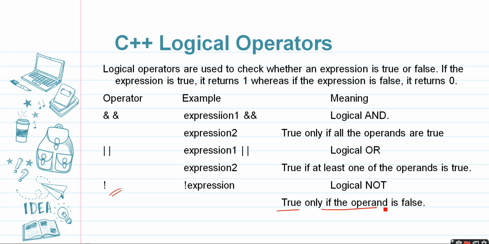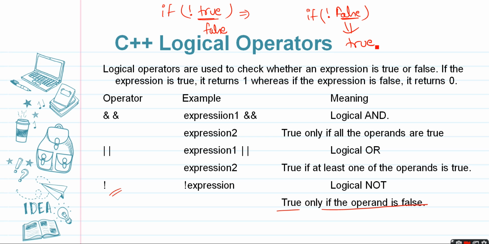It is true only if the operand is false. Let's say I have a condition, an expression, and it is going to return true. I simply apply the not operator, so it will return the opposite of that. If it is true, then it is going to return what? False. If I apply it to false, what is the opposite? It is true, so it is going to return true.